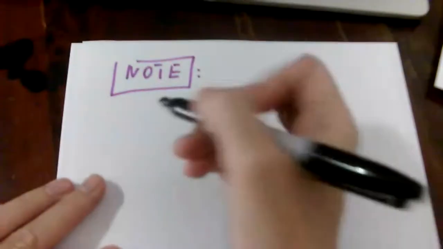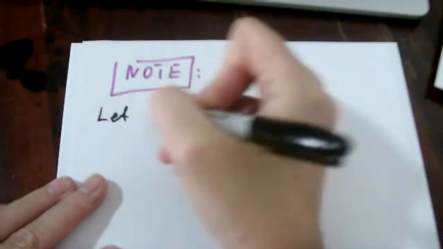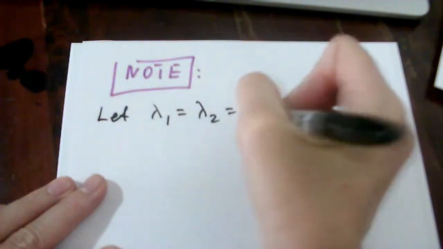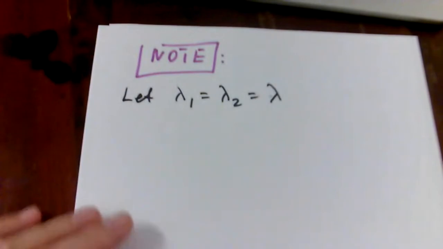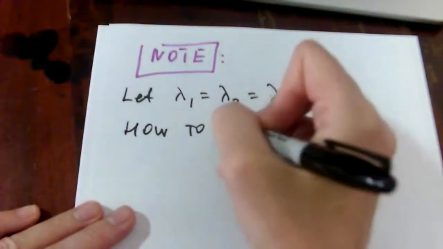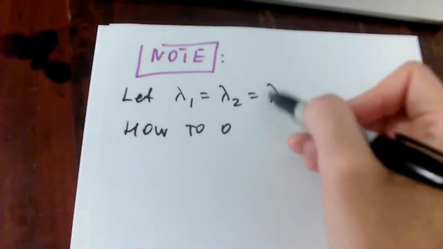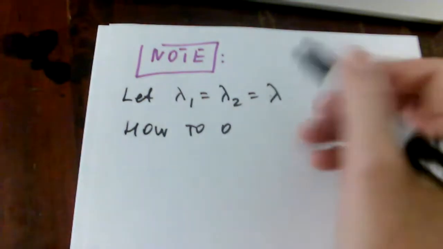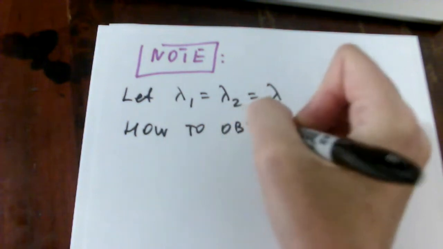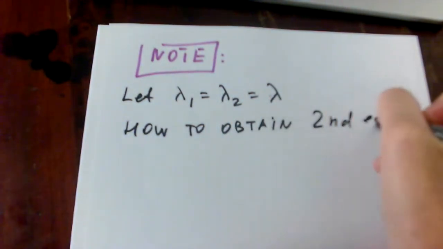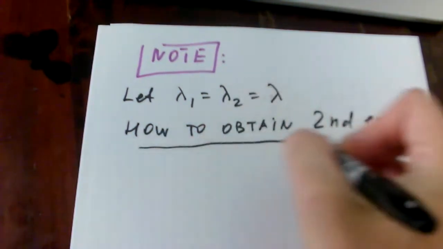Let's discuss it. Let's say we have a situation when our 2 lambdas coincide. It's just 1 lambda. Let's denote it by lambda. The question arises as to how to obtain the second equation, because you can still substitute this lambda into our favorite equation. But how to get the second equation? There's no room for it.